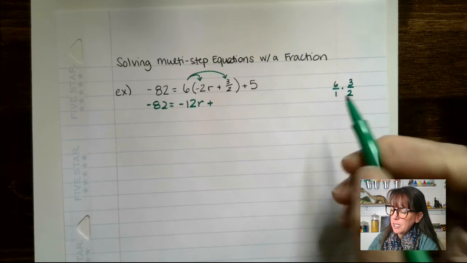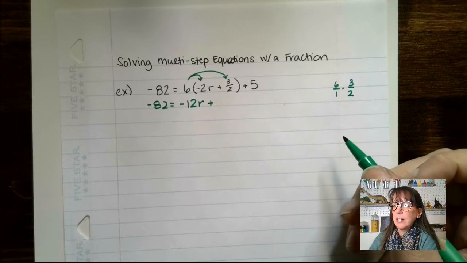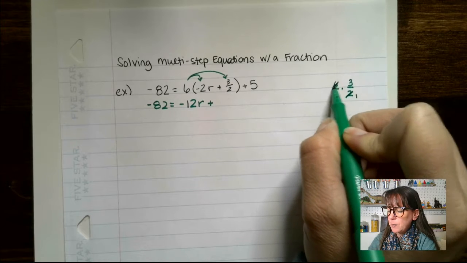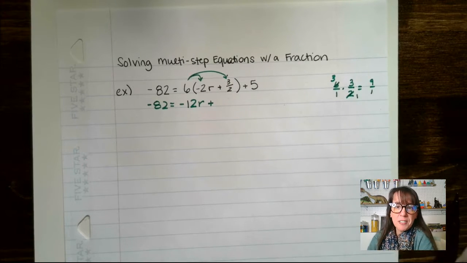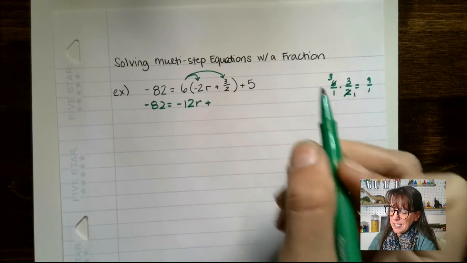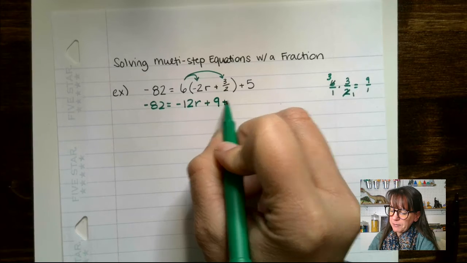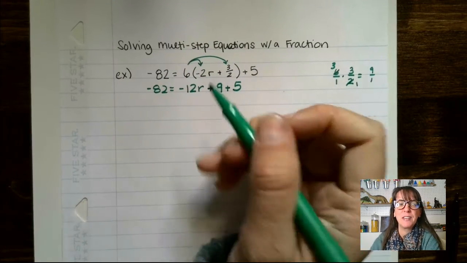Now, you can do two things. You can multiply straight across the top, straight across the bottom, and reduce. But I see that we can cross cancel here. If I divide this by 2, I get 1. Divide this by 2, I get 3. That means I get 9 over 1, or just 9. So 6 times 3/2 will give us 9 plus 5. And look at that, in this case, we got rid of the fraction, so that's fantastic.